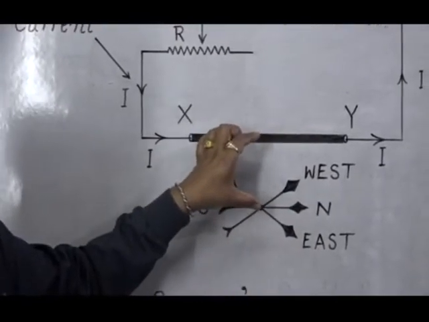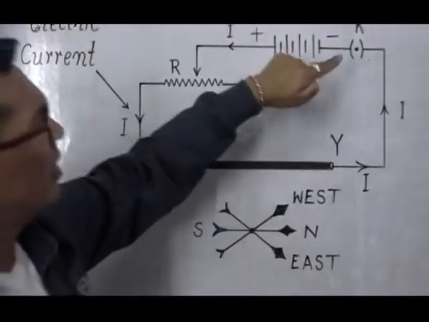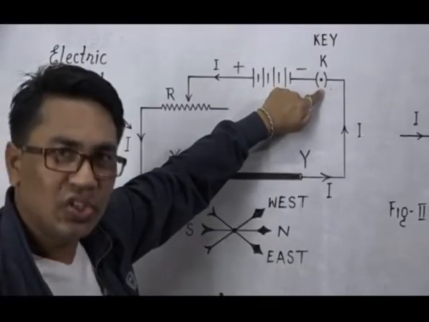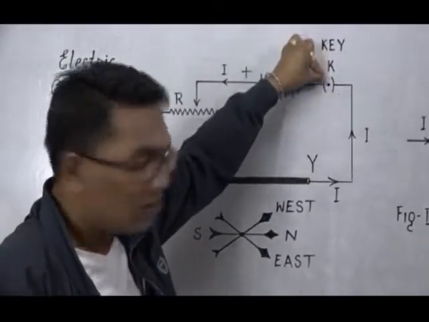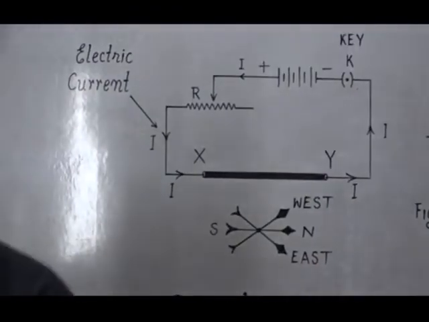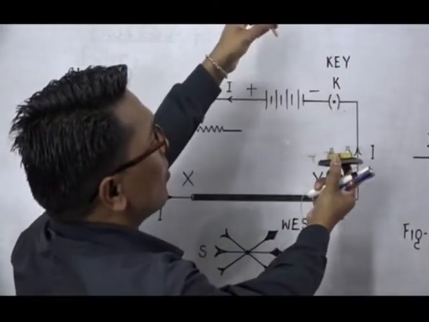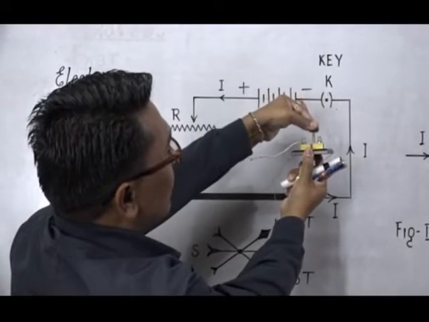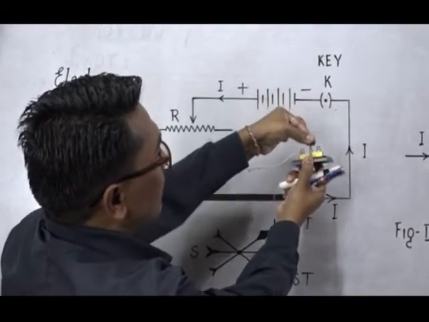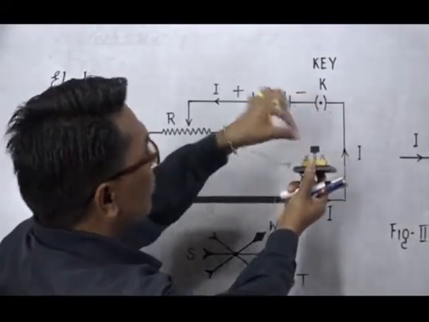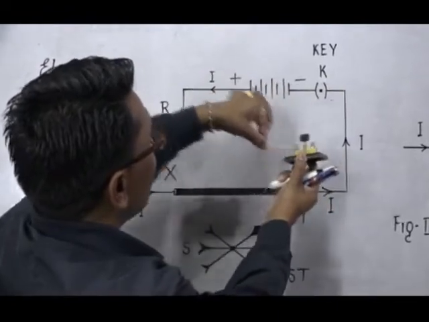On closing this key, the switch is turned on. When the key is off, the switch is off. See, the switch is connected here.